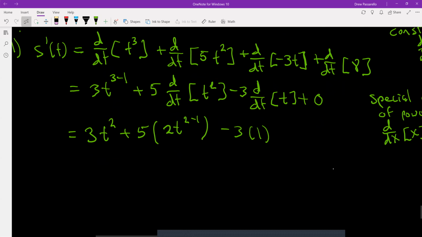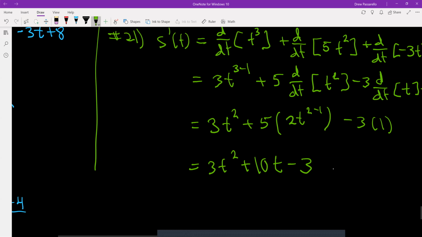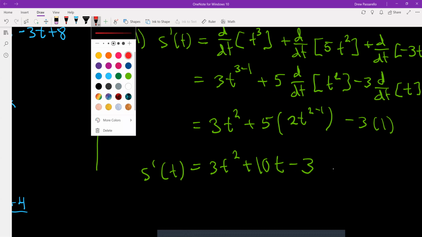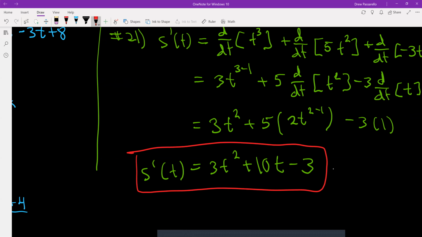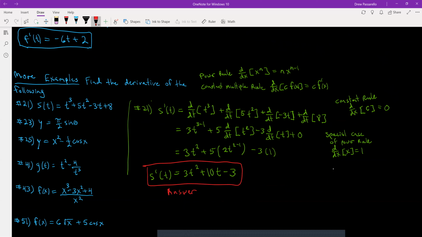All right, so I just keep simplifying. So this will be 3t squared. 5 times 2 is 10, so plus 10, and then t to the first power, so just t, and then minus 3. And that's as far as I can go, so that's the derivative. All right, so I applied the power rule, constant multiple rule, constant rule, and the special case of the power rule for this problem.